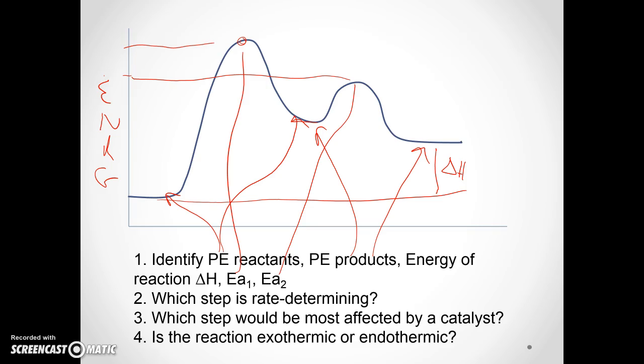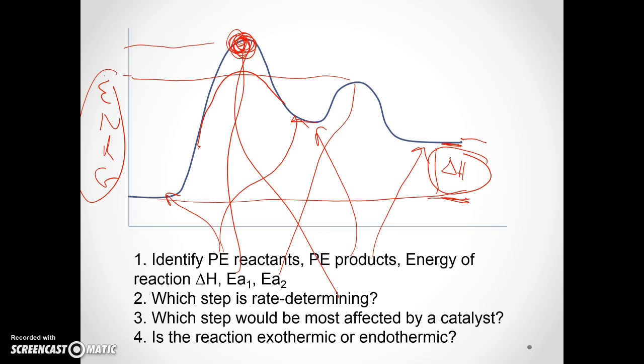Which step is rate determining? The one that's rate determining is the one with the highest activation energy. So this is the rate determining step right here. Which step would be most affected by a catalyst? Which one, if you lowered its activation energy, would make the biggest difference in the reaction? It's going to be this one again. If you added a catalyst, the curve could have a lower bump, and then that would make that rate go faster. Is the reaction exothermic or endothermic? You look at your delta H. You end up with a higher delta H than you started with, which means you have to add energy. Your energy is higher at the end than at the beginning, so it's endothermic.